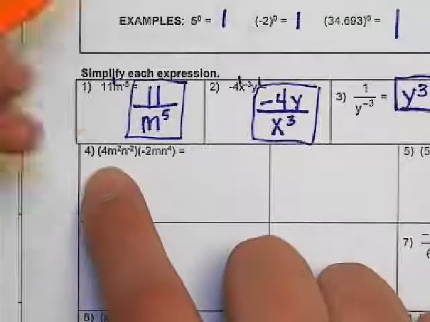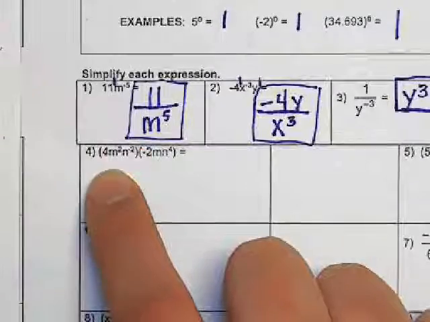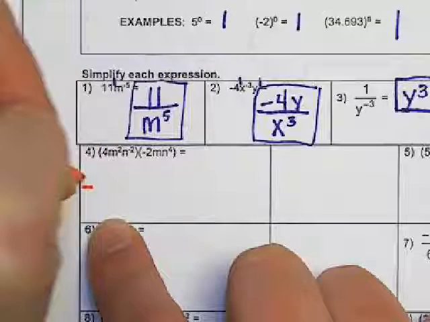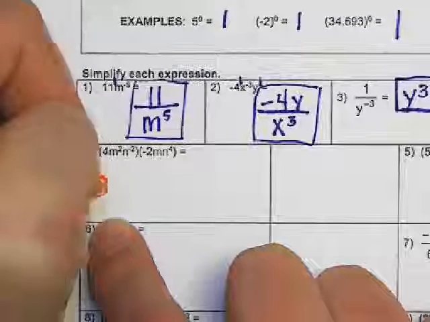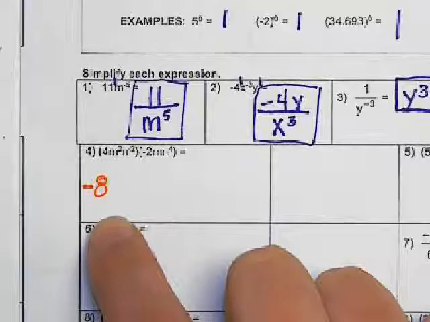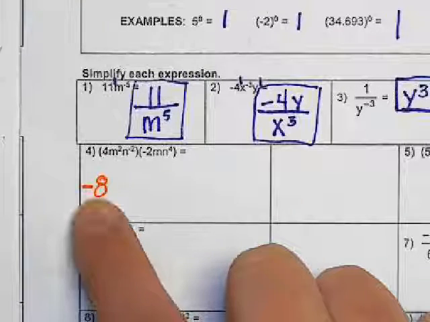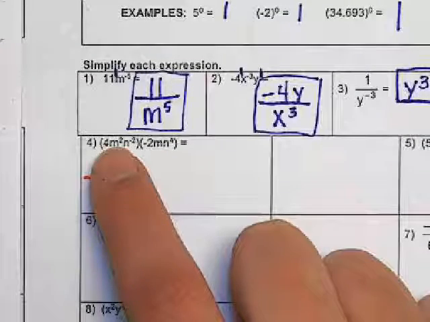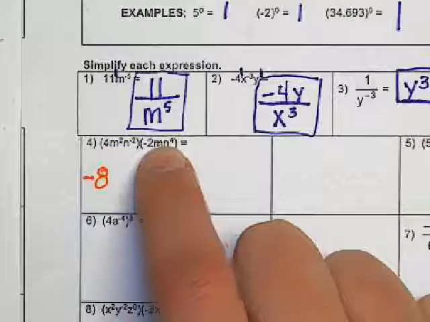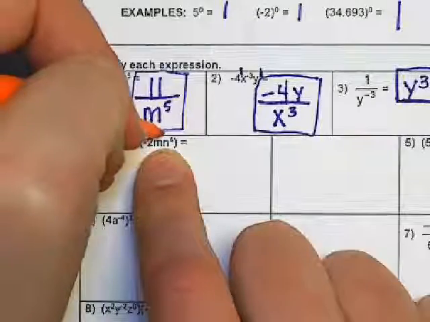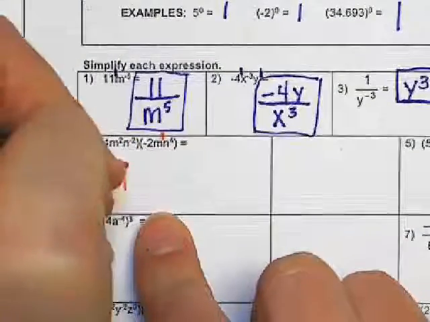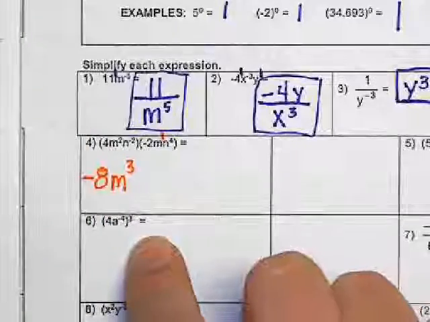So I'm going to multiply my big numbers. 4 times -2. What's 4 times -2? Negative 8. Now I'm going to do the m. We're going to add 2, and this one doesn't have an exponent, so what do we say it is? A 1. 2 plus 1 is? 3. So m to the third power.